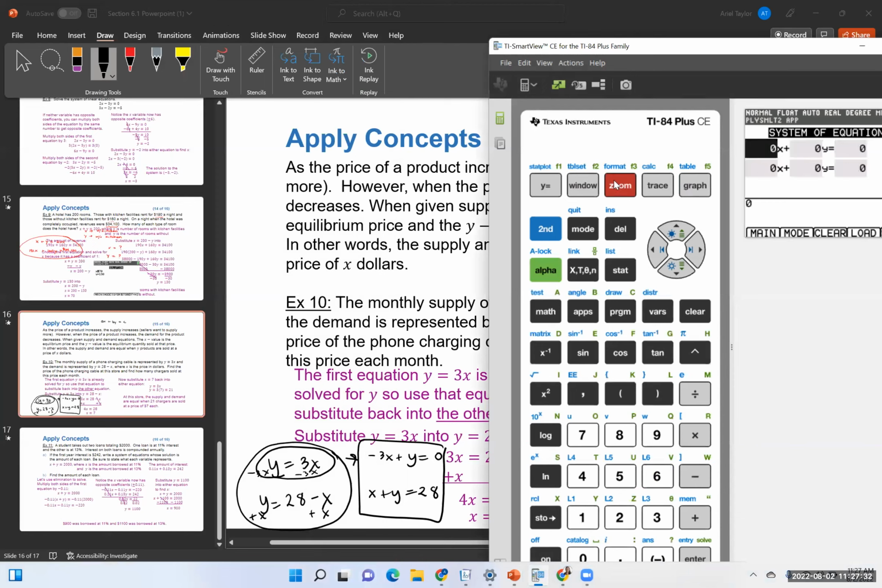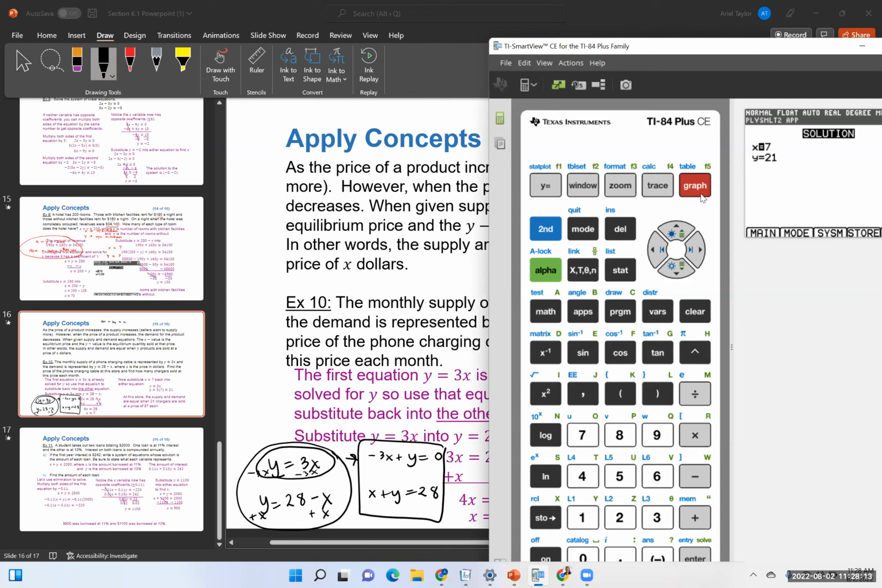Clear it out. Negative 3, 1, 0. 1, 1. Oh, so sorry. Hold on, y'all. Okay, 1, 1, 28. And solve. 7 and 21.